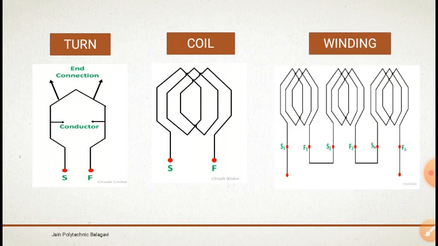Next one is the winding. Winding is nothing but a number of coils arranged in a coil group. Here we can see that there are 3 coils, and those 3 coils are connected in series to make a winding. So if I consider 2 conductors connected in series, this is called a turn. The turns connected in series make a coil, and the coils connected in coil groups are called a winding.